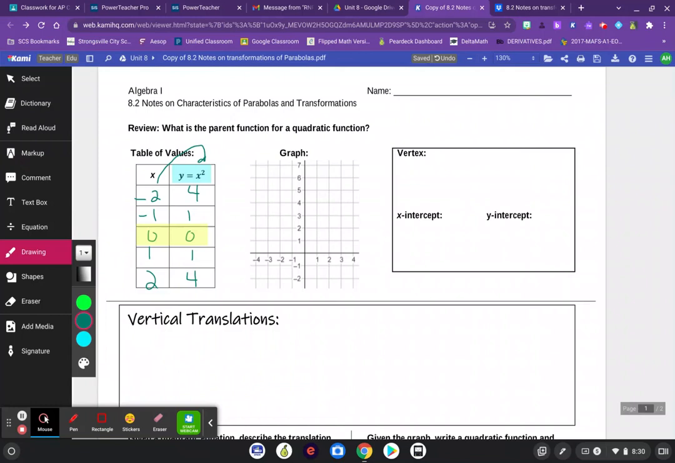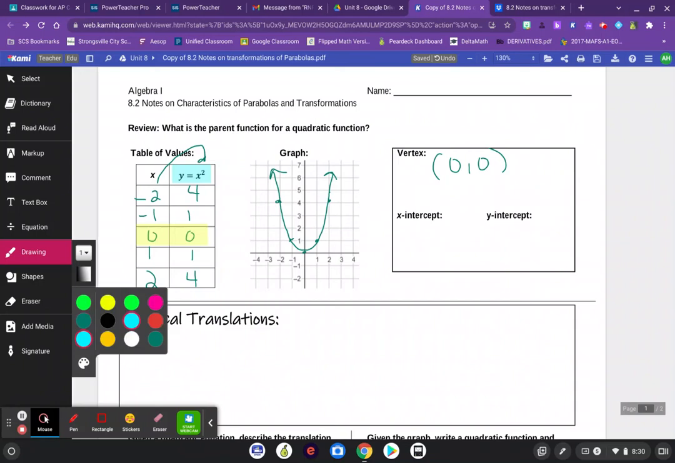I'm going to go ahead and plot these points. And so I've got -2, 4, -1, 1, 0, 0, 1, 1, and 2, 4. And always remember to connect your parabolas. So again, the vertex is 0, 0. By the way, an x-intercept is where I cross the x-axis or touch the x-axis. I am touching the x-axis right here at 0, 0. And so I have an x-intercept at 0, 0. And a y-intercept is where you cross or touch the y-axis. Again, I am touching or crossing the y-axis at 0, 0.